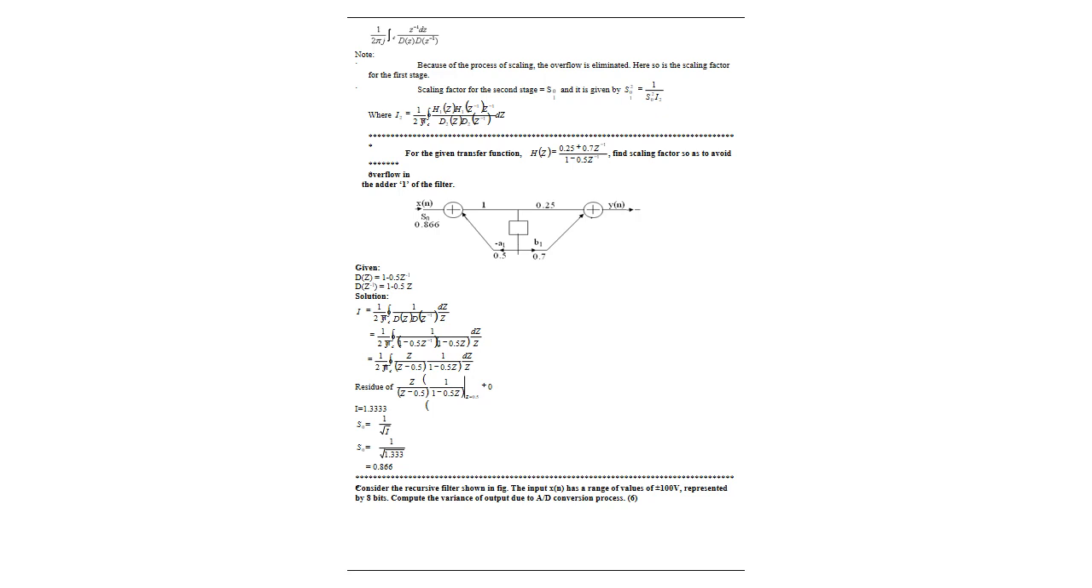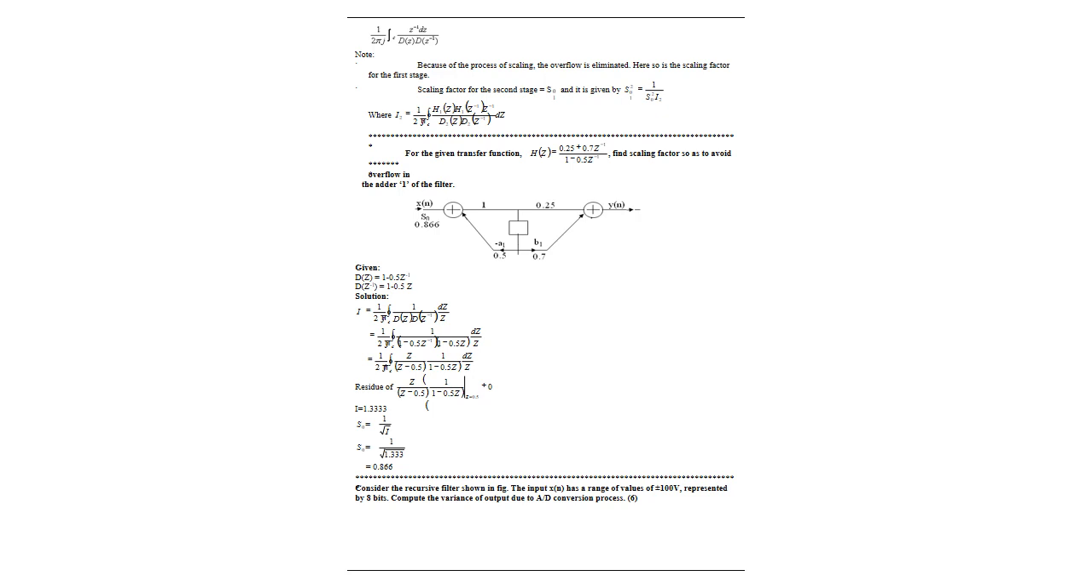So we have to note that the process of scaling, the overflow is eliminated here. So the scaling factor will be for the first stage. So that is the scaling factor for the second stage is S01, and it is given as S01 squared is equal to 1 by S0 squared into I2. Okay, so here I2 is equal to 1 by 2πj closed integral H1(z^-1) divided by D2(z^-1) into dz.